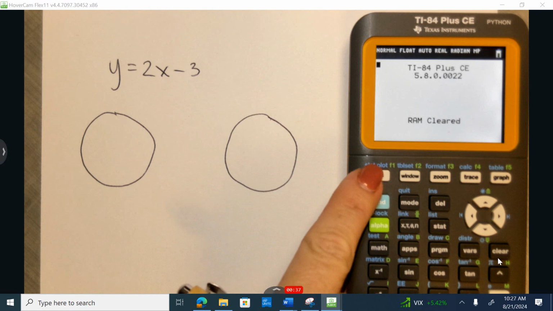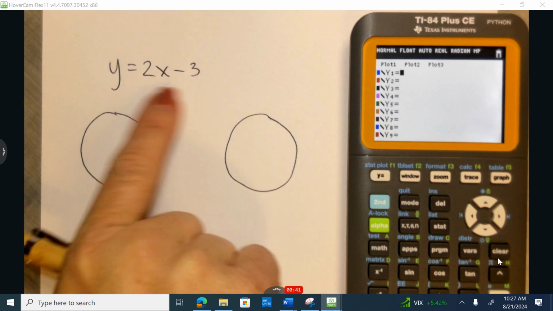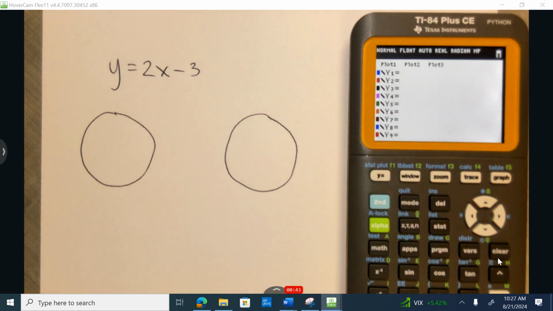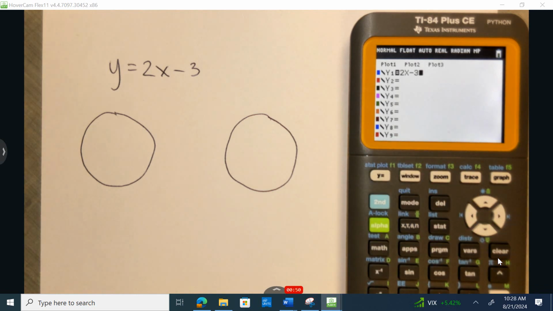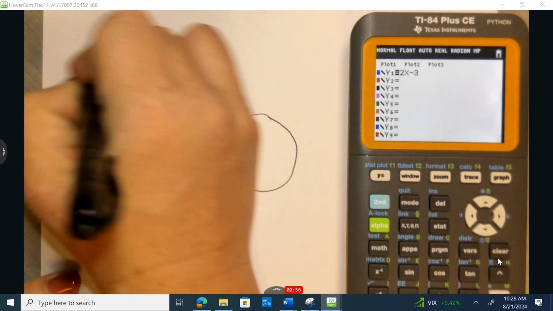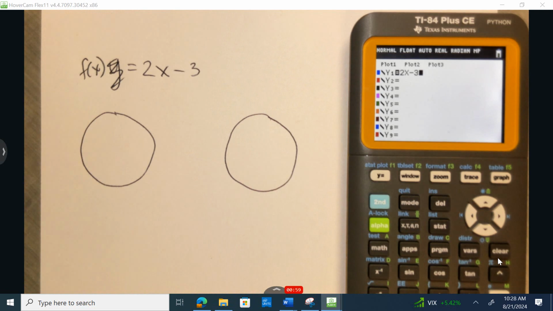Now I'm going to go up to the Y equals in the top left-hand corner after I've cleared the RAM, and I'm going to type this in. Y equals 2x subtract 3. Not a negative sign, subtract 3. In order for me to demonstrate and for you to better understand what an inverse is, let's call this function f of x.